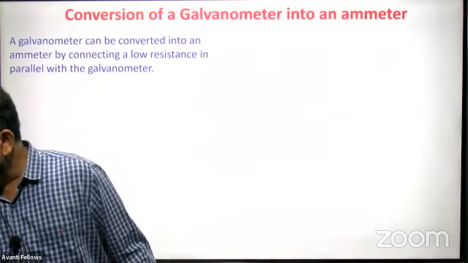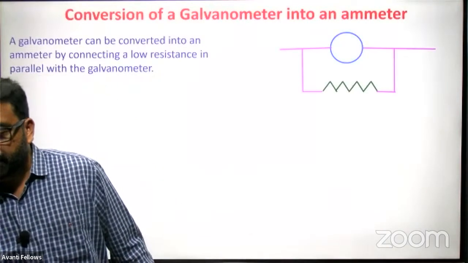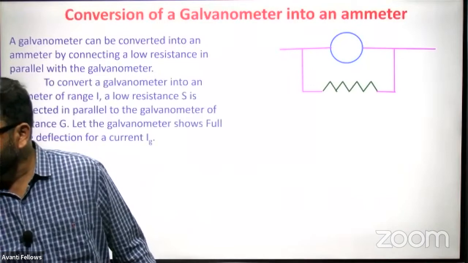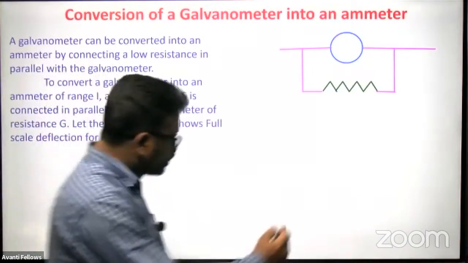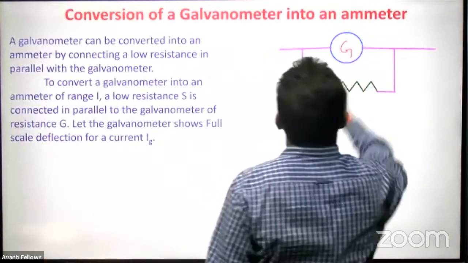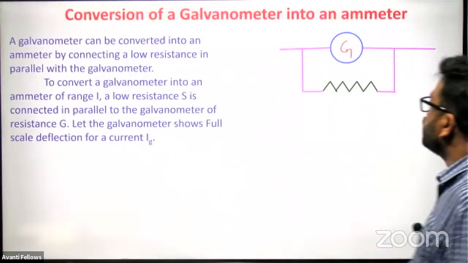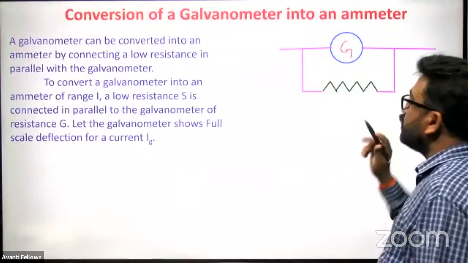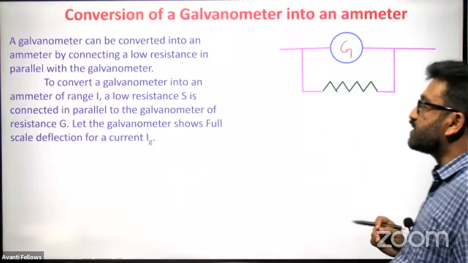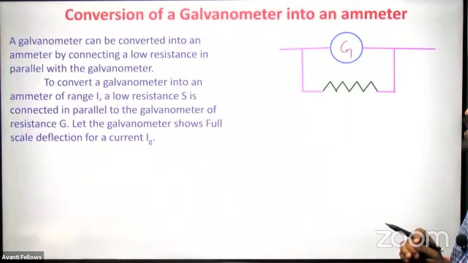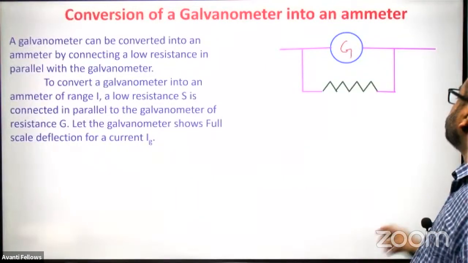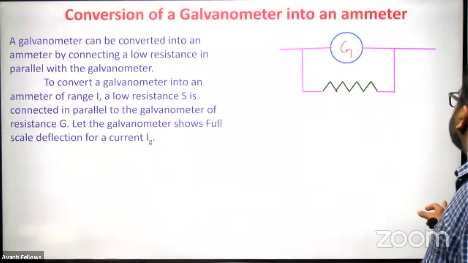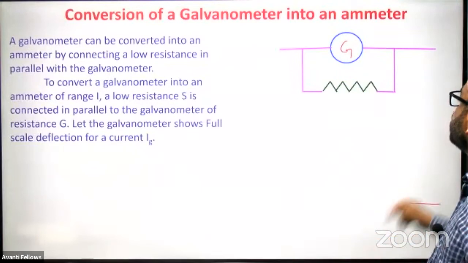Then how can we convert a galvanometer into an ammeter? It's very simple. This is a galvanometer. Conversion of a galvanometer to an ammeter: by connecting a low value resistance in parallel, it becomes an ammeter.